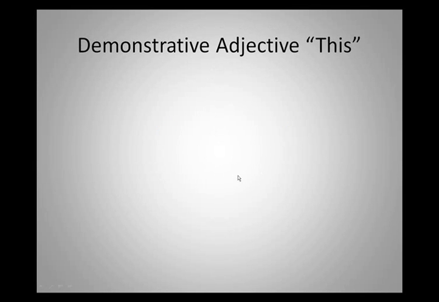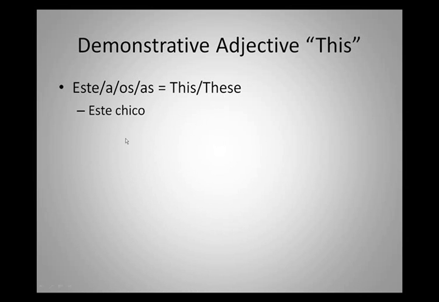Demonstrative adjectives are important. We're going to look at one form of demonstrative adjectives. The this form looks like this. Este, esta, estos, or estas mean this. Este chico, esta chica, this boy, this girl. Estos chicos, these boys. Estas chicas, these girls. These demonstrative adjectives are always used directly before the noun that they modify. Este chico, this boy. Esta chica, this girl.